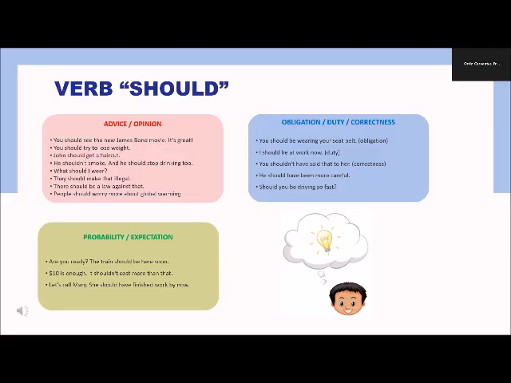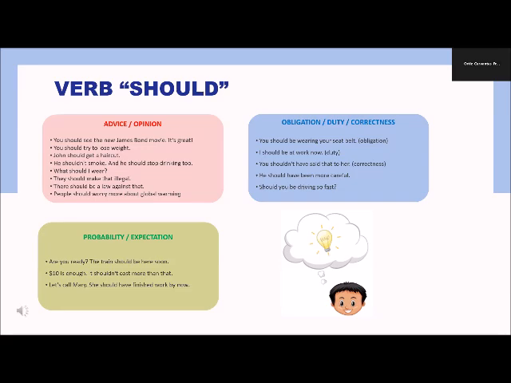He shouldn't smoke. And he should stop drinking too. What should I wear? They should make that illegal. There should be a law against that. People should worry more about global warming.